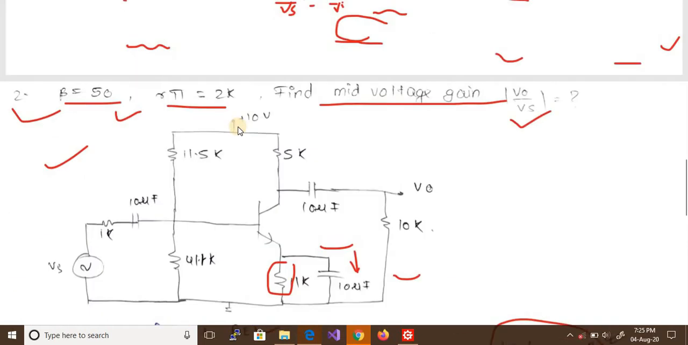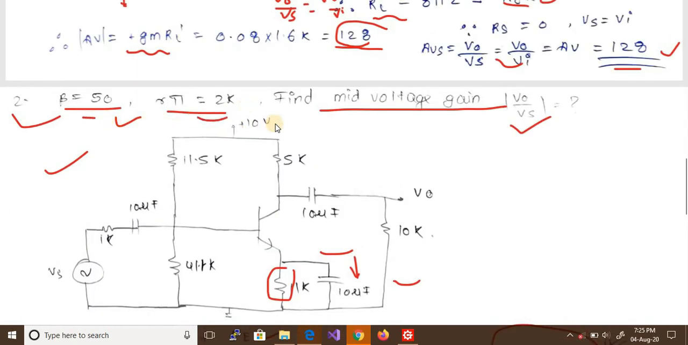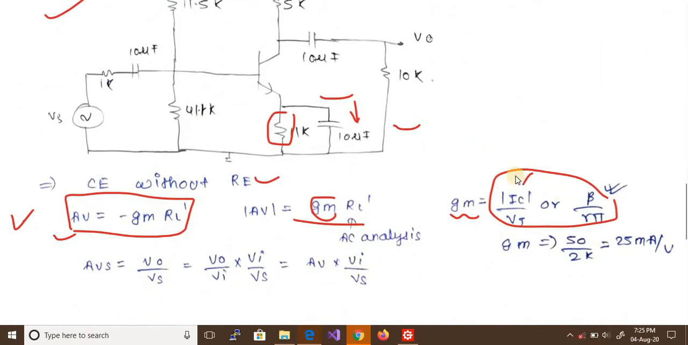But in the question you can clearly see that beta and r pi are given, so it means that we are not going to use DC analysis for this type of sum. Whenever we know beta and r pi, we are going to directly use this formula. So our gm will be simply 50 upon 2k and it will be 25 milliampere per volt. So here we are not required to do any DC analysis. We will only do AC analysis, just for this RL dash.